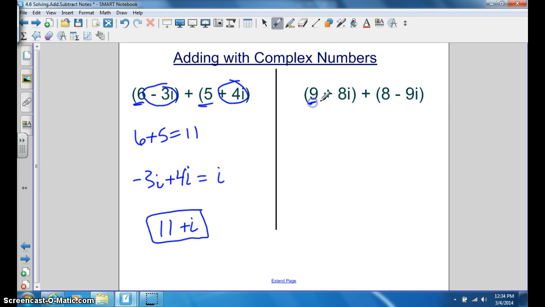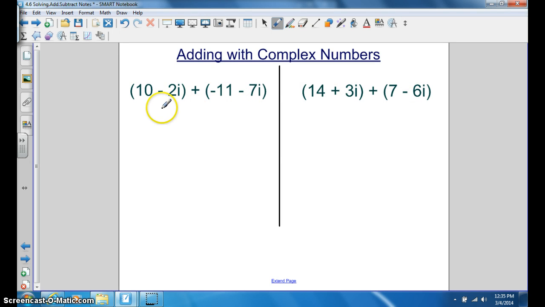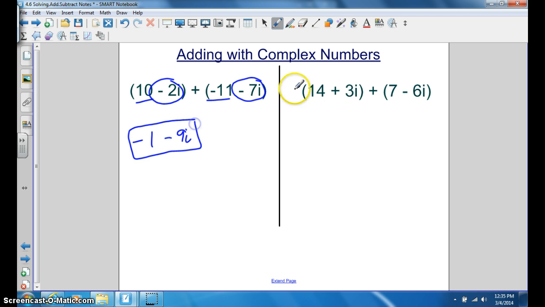So over here we have 9 plus 8, which is 17. And then we have an 8 minus 9, which is just negative 1 or just negative i. So all we're doing here is collecting like terms. For this one here, once again, we are collecting like terms. So we have a 10 minus 11, which is negative 1, and a negative 2 minus 7, negative 9.